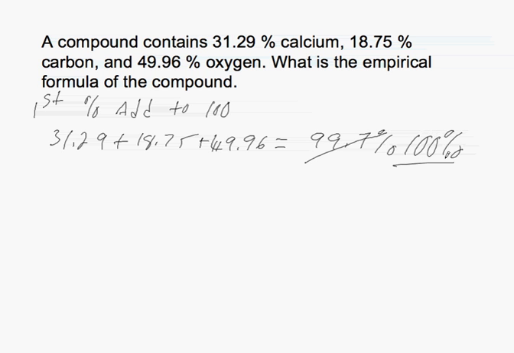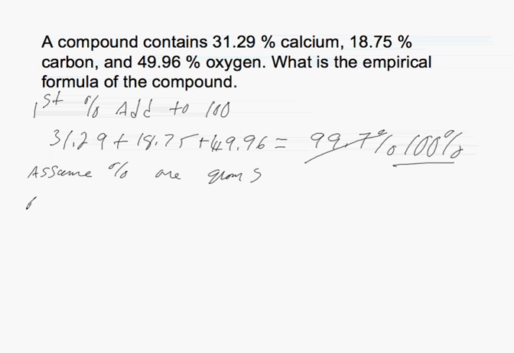So when we have them equal to 100%, we can assume that these percentages are grams. So we can assume the percents are grams. So 31.29% would be equivalent to saying 31.29 grams.